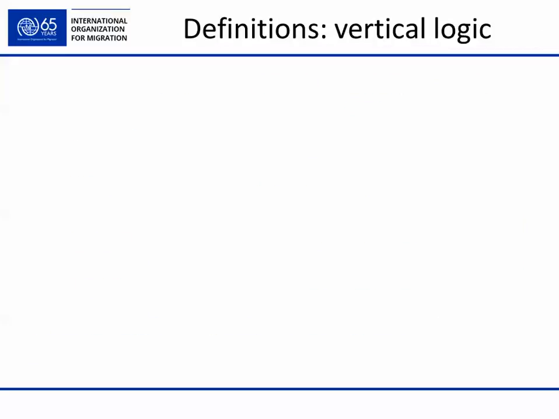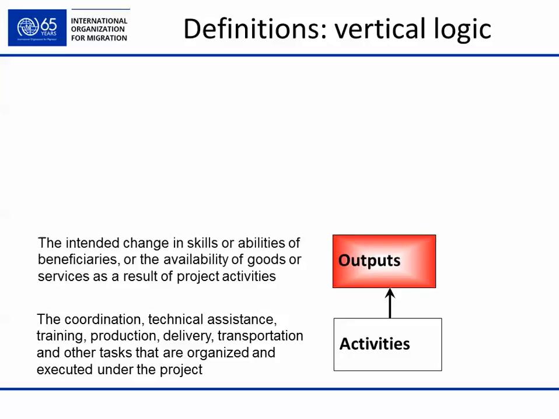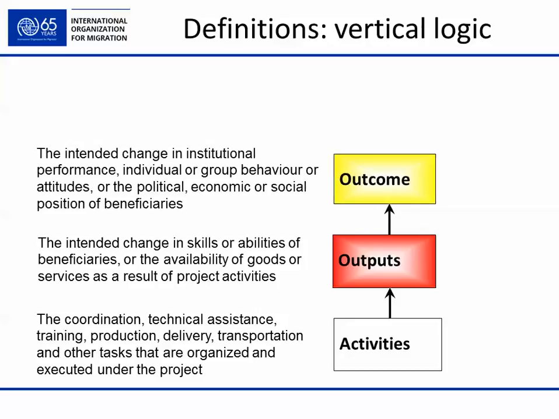Here we will talk about vertical logic. It starts with activities, which are the coordination, technical assistance, training, production, delivery, transportation, and other tasks that are organized and executed under the project. Outputs are the intended change in skills or abilities of beneficiaries or the availability of goods or services as a result of project activities. Outcomes are the intended change in institutional performance, individual or group behavior or attitudes, or the political, economic, or social position of beneficiaries.